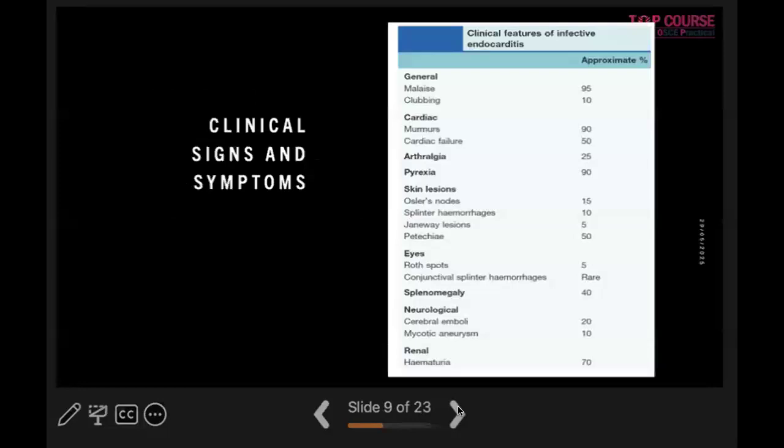So what could the clinical features of infective endocarditis be? Patient can have malaise, clubbing, murmurs and presentation with cardiac failure, arthralgia, pyrexia, and some skin lesions like Osler nodes, splinter hemorrhages, Janeway lesions, petechiae could be seen. And in the eye, there could be Roth spots or conjunctival splinter hemorrhages. And there could be splenomegaly because of the emboli and back pressure. And neurological, there could be cerebral emboli and mycotic aneurysm. And renal, there could be hematuria.